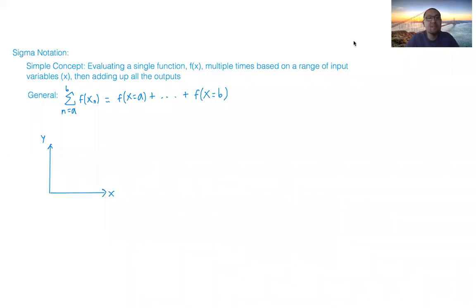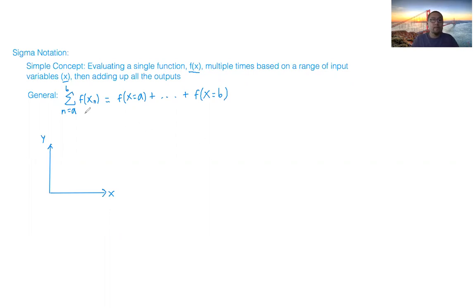What's going on, everyone? Let's talk about sigma notation. In simple terms, sigma notation is just asking you to evaluate a function or a math problem, f of x, multiple times using a range of input variables or x values. Once you complete those calculations for some given interval, you add up all those answers together, and it gives you a numerical answer typically.